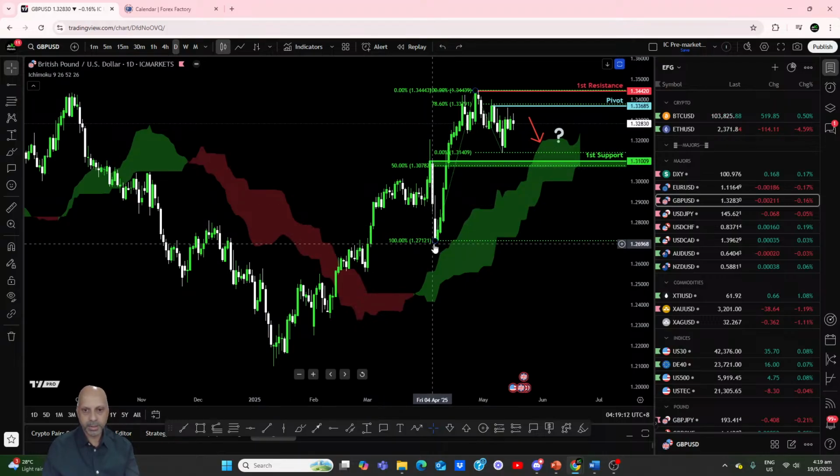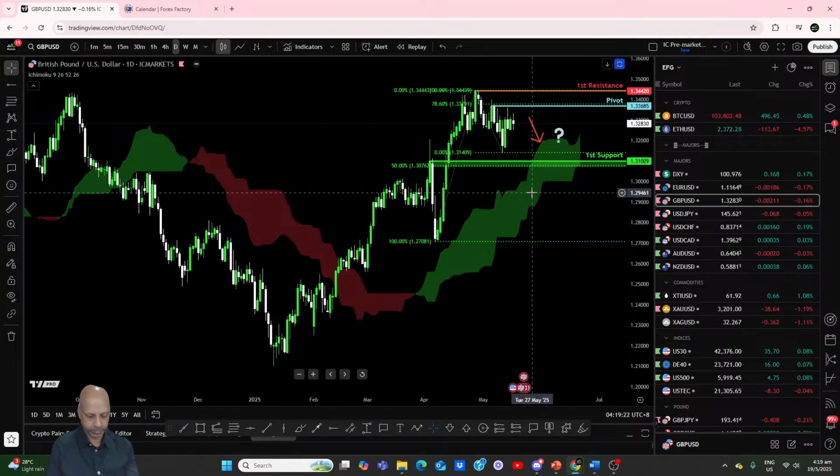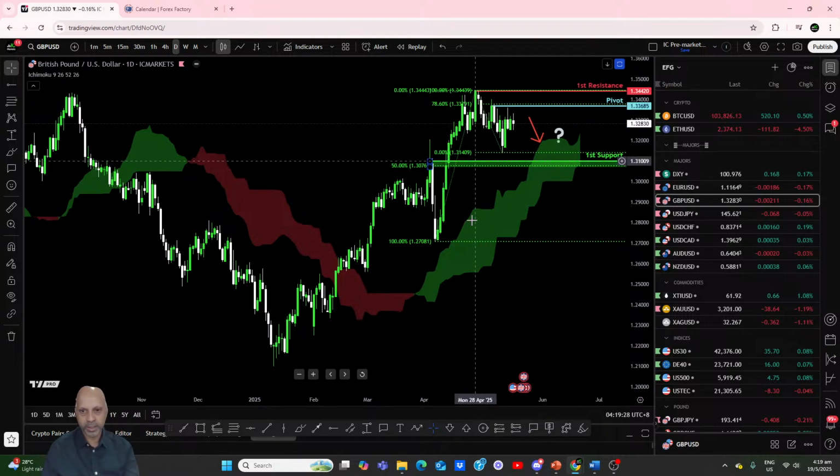So this retracement level was found beginning from this swing low here on 7th of April, going up to the swing high on the 28th of May, and the 50% retracement sits just underneath the first support. And of course, we can see that this currency pair continues to trade above the green Ichimoku cloud, which highlights the ongoing overall bullish momentum here.